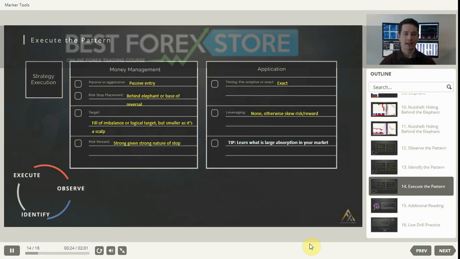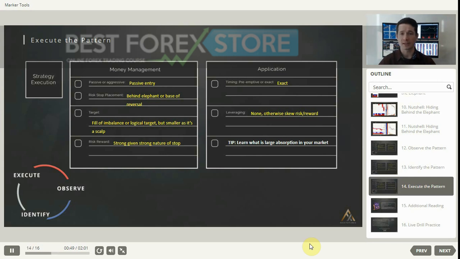Our target, like I said, a little bit smaller. This is a bit of a scalp type strategy. We're looking for a logical target, something like maybe a fill of the imbalance, or something a little bit smaller. So just try and find something that's a bit of an obvious type target, but again, always keep in the back of your mind that elephant's likely left a bad low and is likely going to revisit it. So just factor that in to the equation.